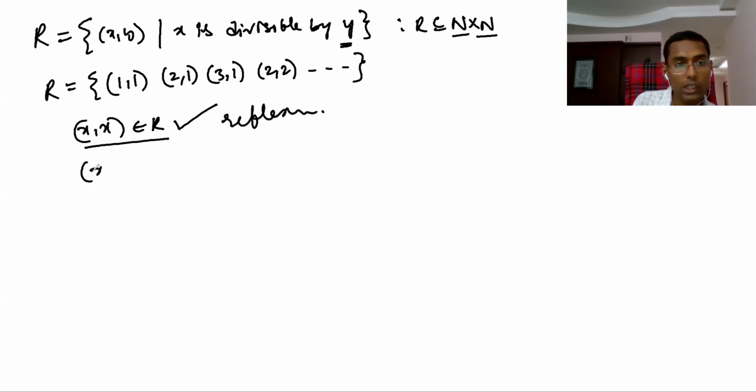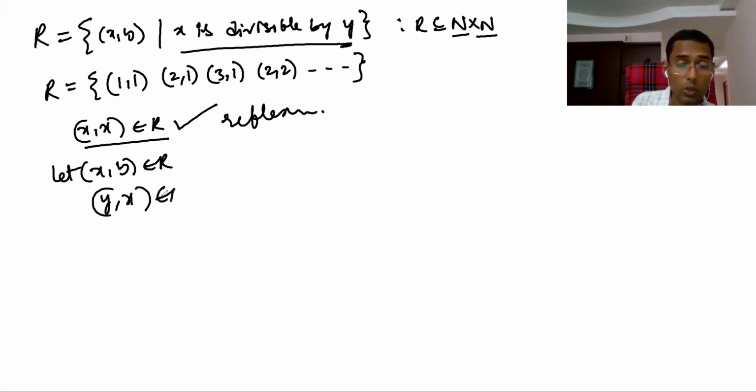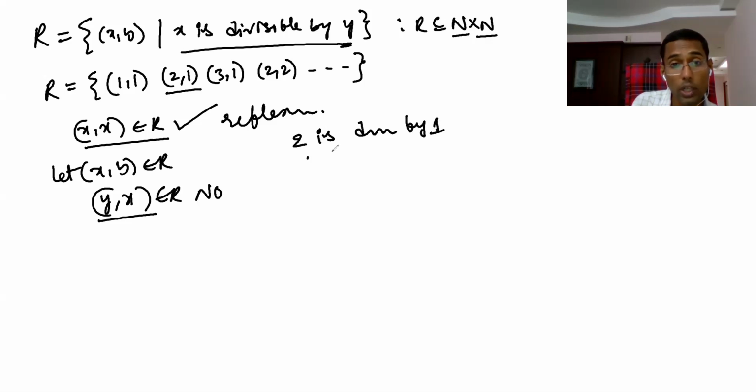Okay. Now, let (x, y) belong to R. That means x is divisible by y. If x is divisible by y, then will (y, x) always be there? No, not possible. Why? y divisible by x is not possible. Here (2,1) will be there. (2,1) will be there means 2 is divisible by 1. That's true. But 1 is divisible by 2? No, not possible.